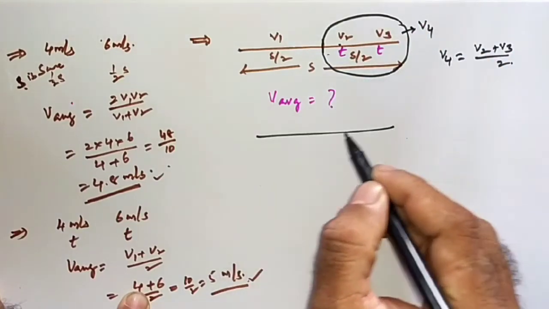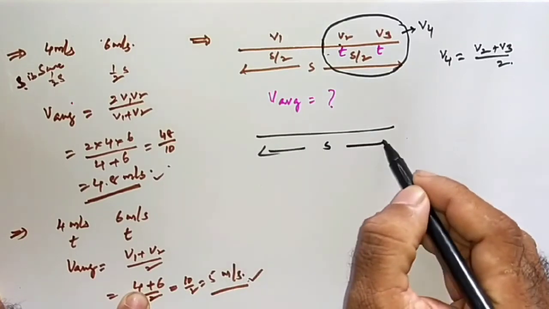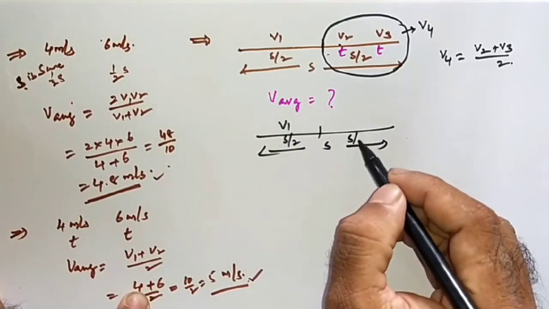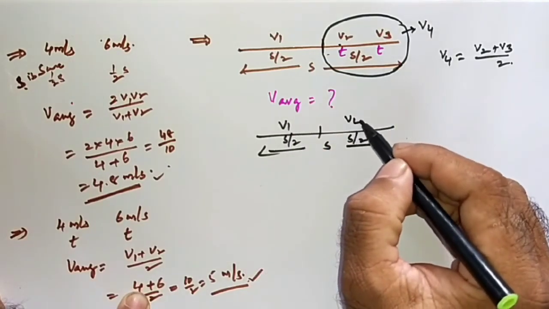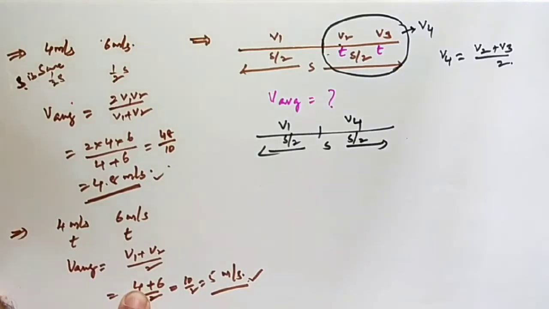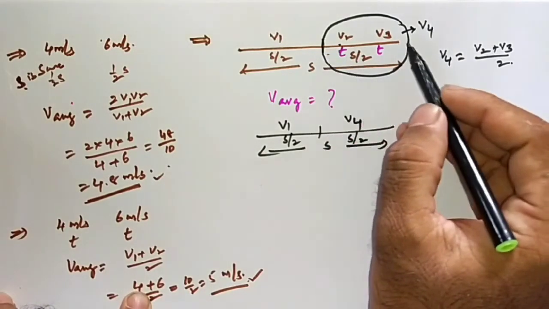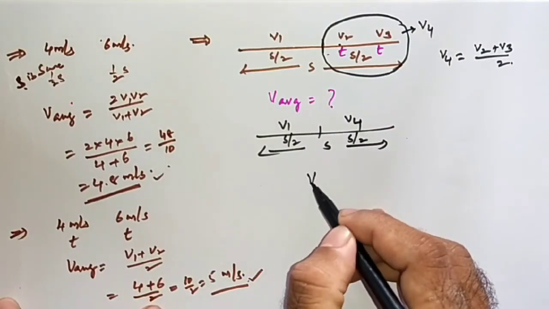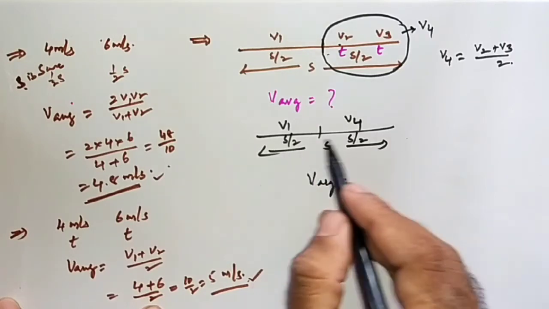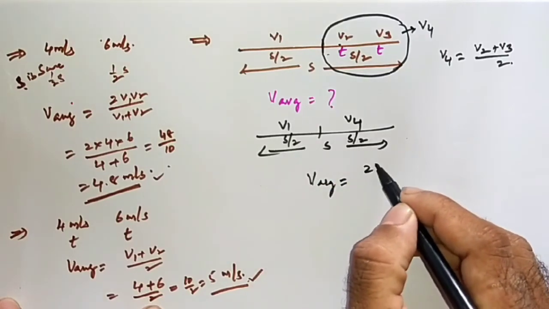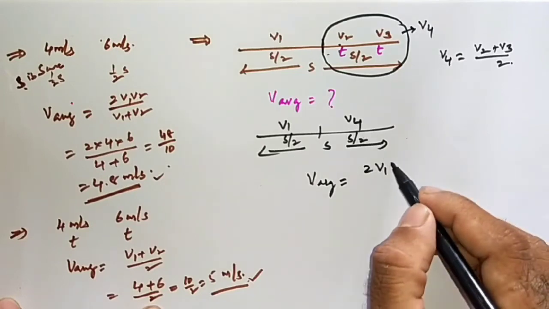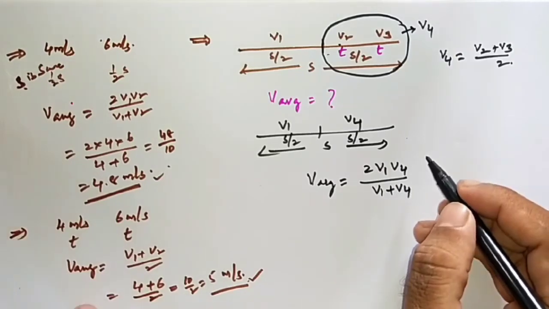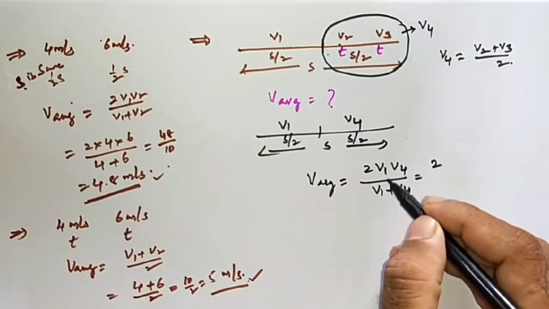Now let us draw again. Total distance is how much? First half of the distance it travels with a speed v1. The next half of the distance it travels with a speed v4. Got it? Now this half of the distance is traveled with an average speed of v4. Now what is the average speed? When distances are equal, the average speed is 2v1v2 by (v1 + v2). In place of v2 we have v4: 2v1v4 by (v1 + v4). Simple. Understood or not?